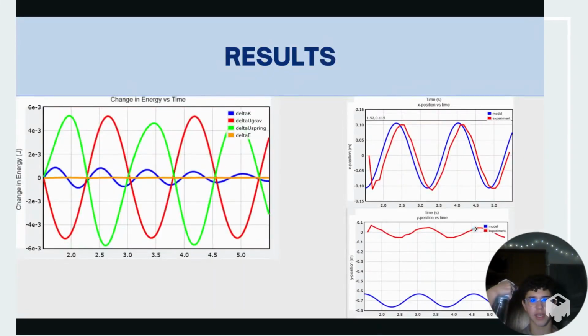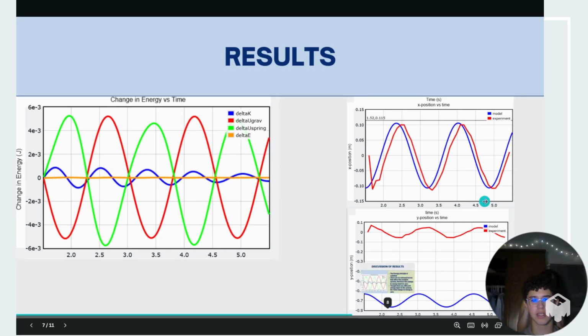So here are the results that I got. Here we can see that the change in energy is 0, which is what we want, but I'm going to talk about that on a later slide. Here was the experiment versus the actual model on one graph in the x, and then here it is in the y. I think in the y I didn't calibrate it right, but imagine if this was here, that'd be pretty good.